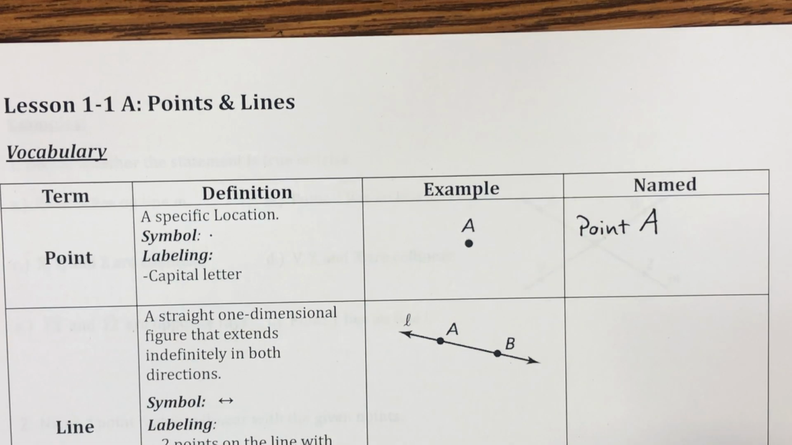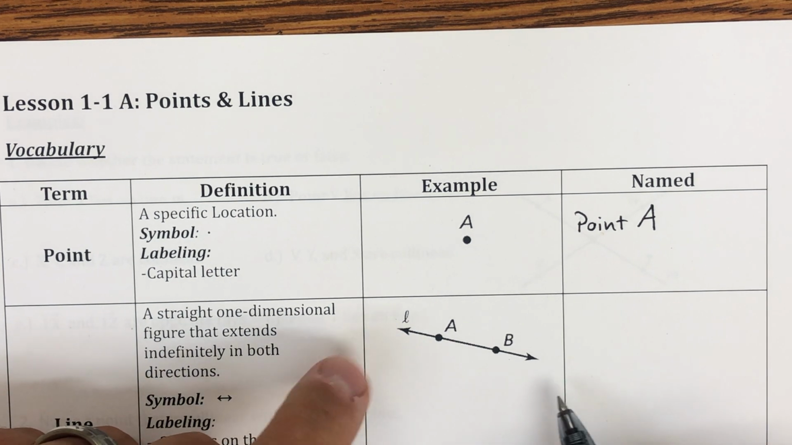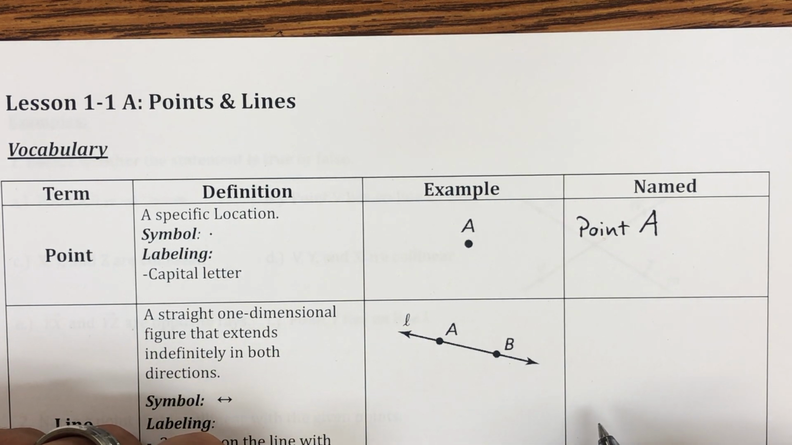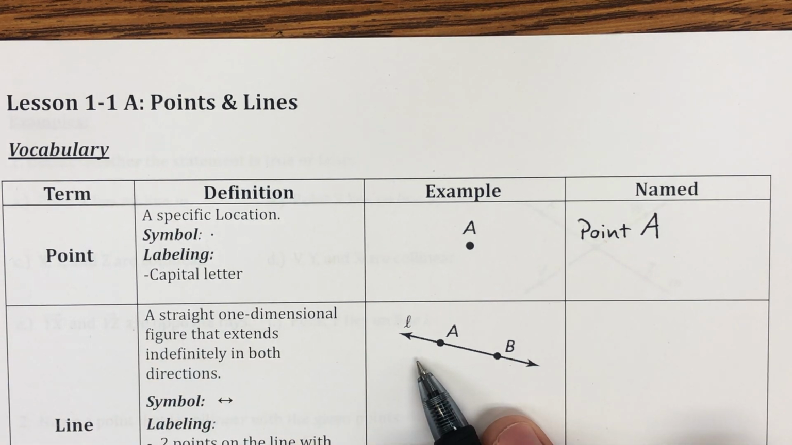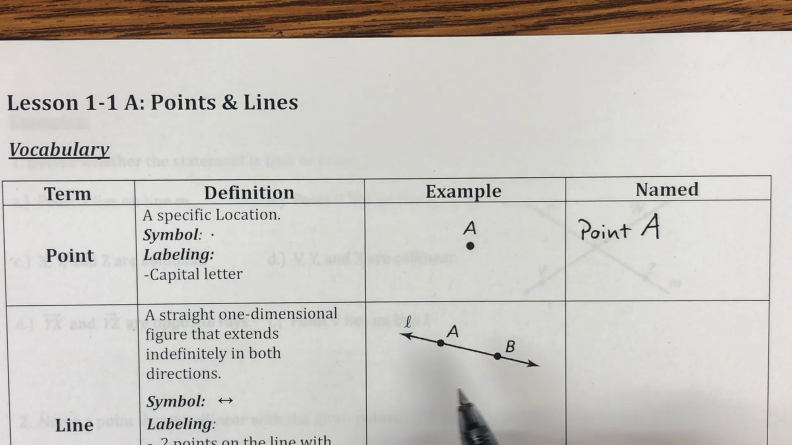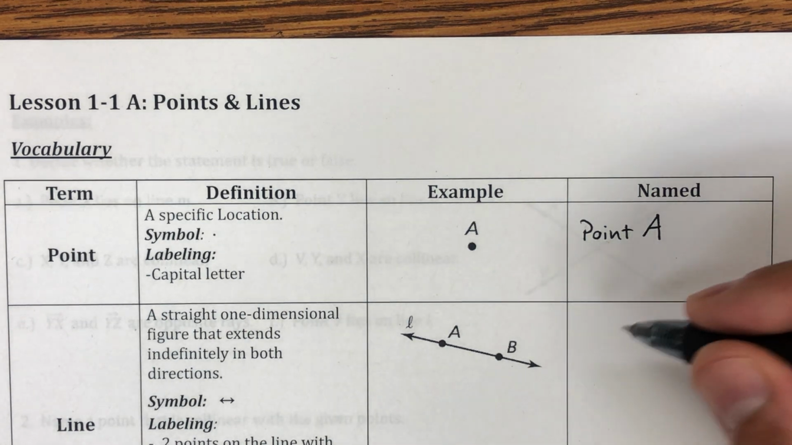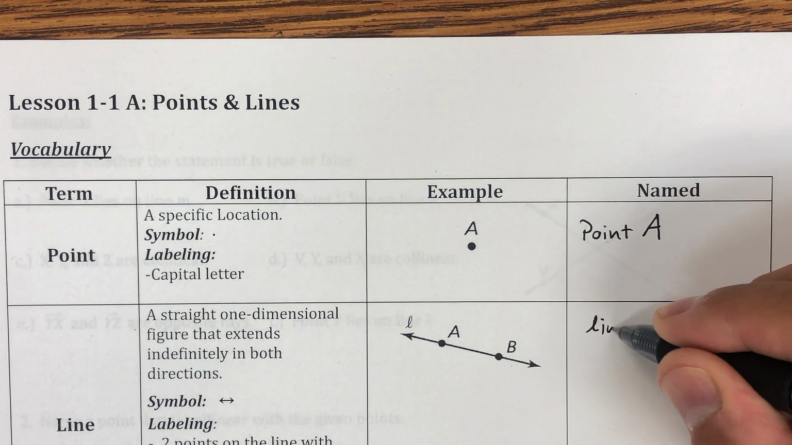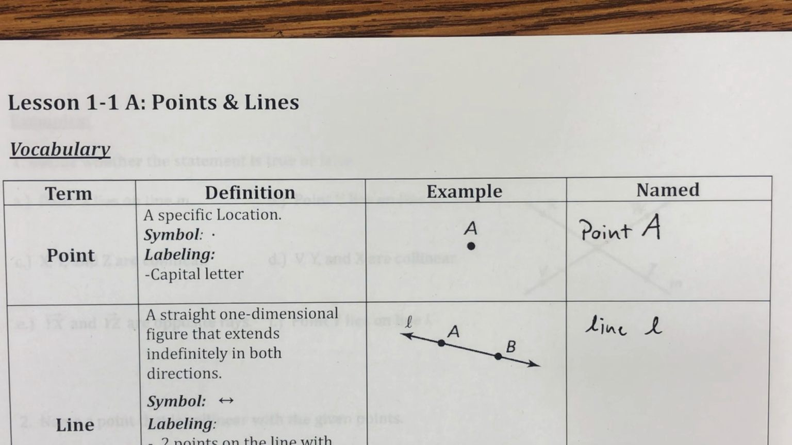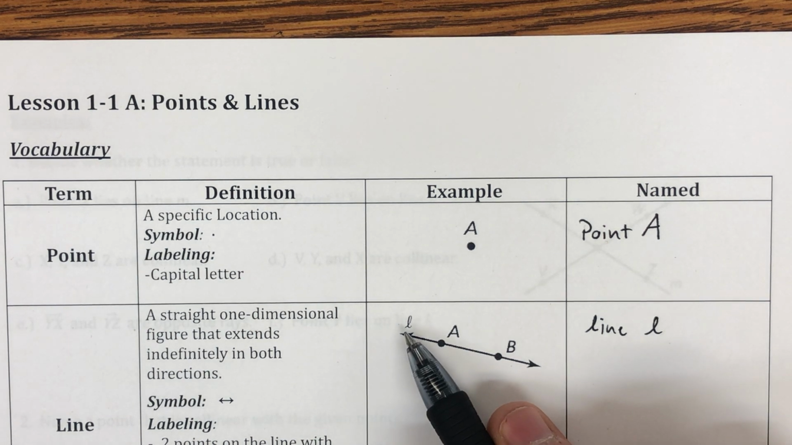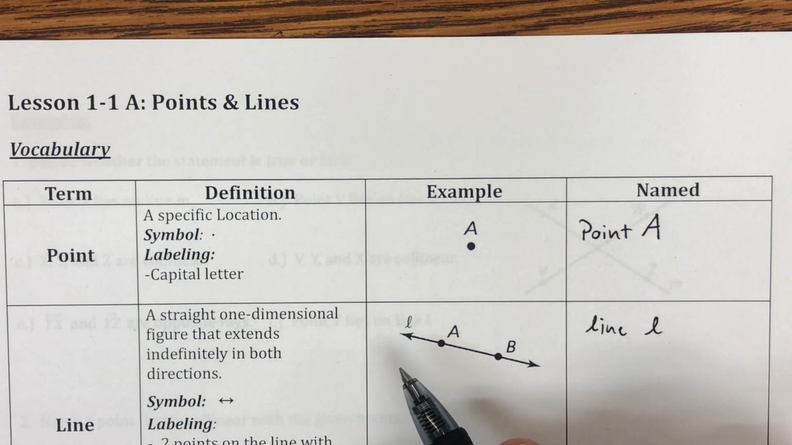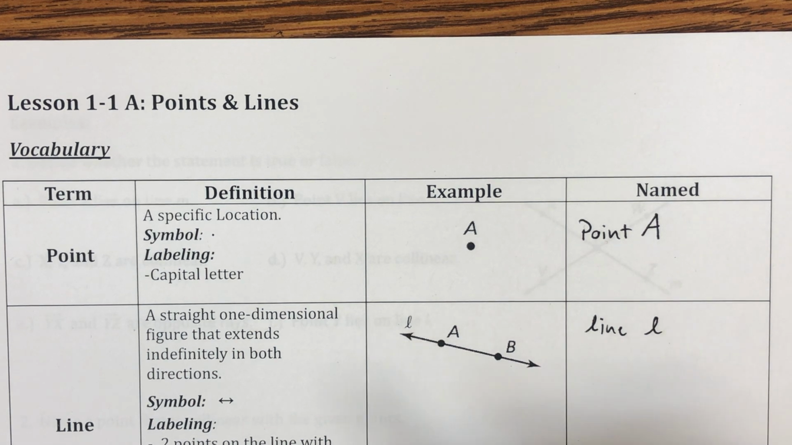A line is a straight one-dimensional figure. It extends forever and ever in both directions, so it keeps on going. It does not end. The arrows are what indicate that it keeps on going. For us to name a line, there are numerous ways we can do it. If there's a little letter near the arrow without a point, I could call it line L. Another common one you might see is M and N. So line M, line N. In this case, it's line L.